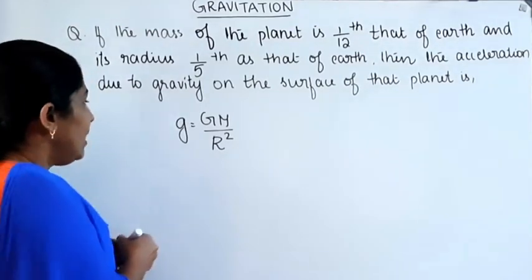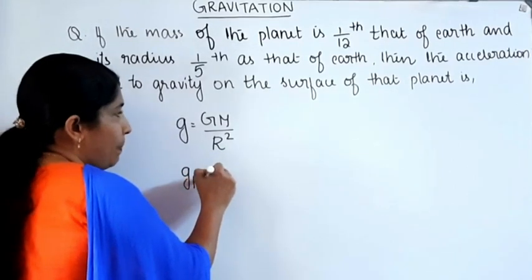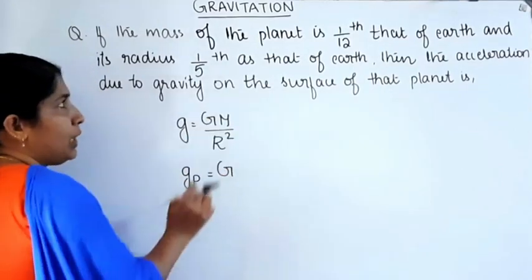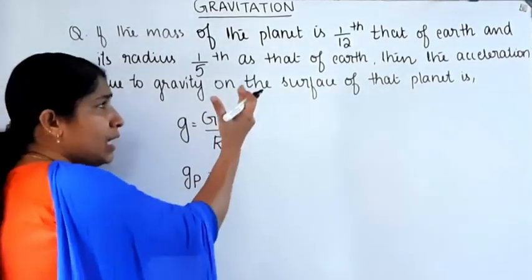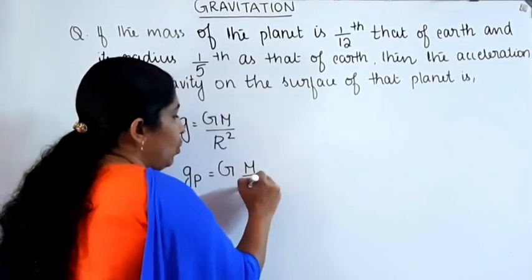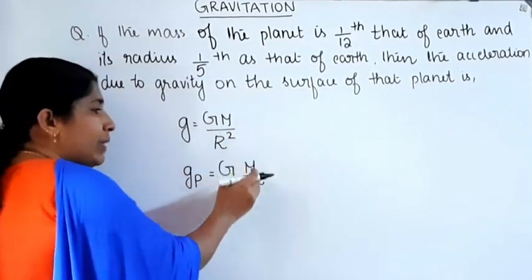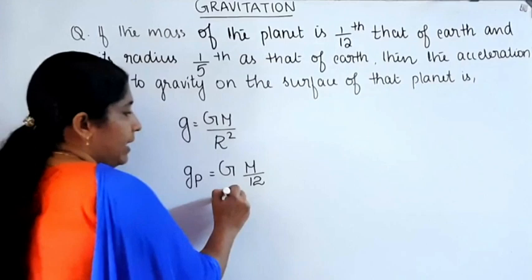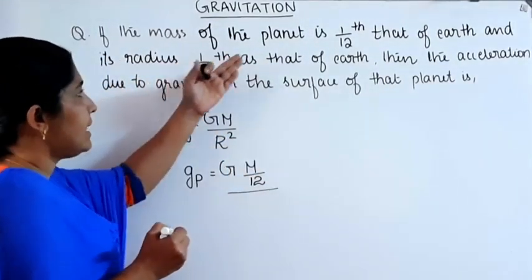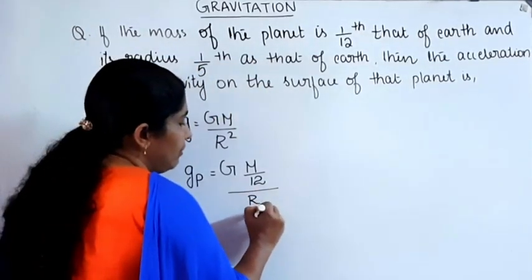Then what about the acceleration due to gravity on the surface of the planet? That's equal to capital G, which is a constant, times the mass. The mass is 1 by 12 the mass of the earth, that is M divided by 12, where M is the mass of the earth. Then M by 12 is the mass of the planet, divided by the radius. The radius is 1 by 5th that of the radius of the earth, that is r by 5 the whole square.